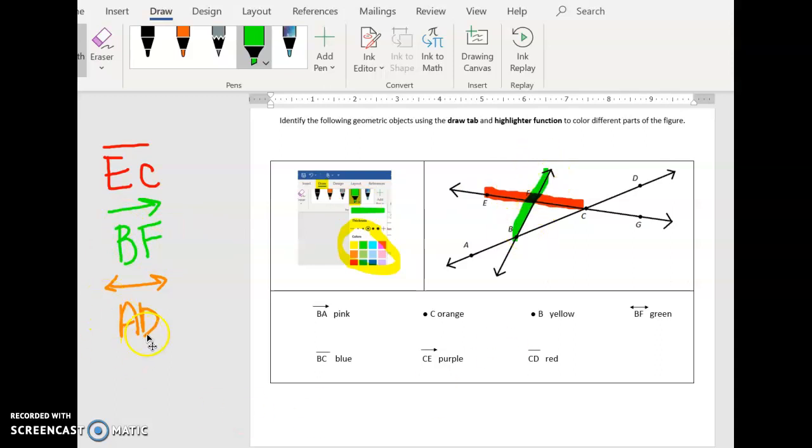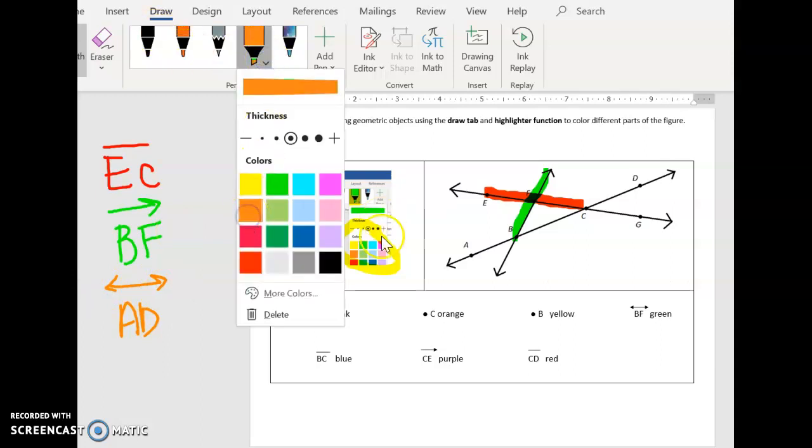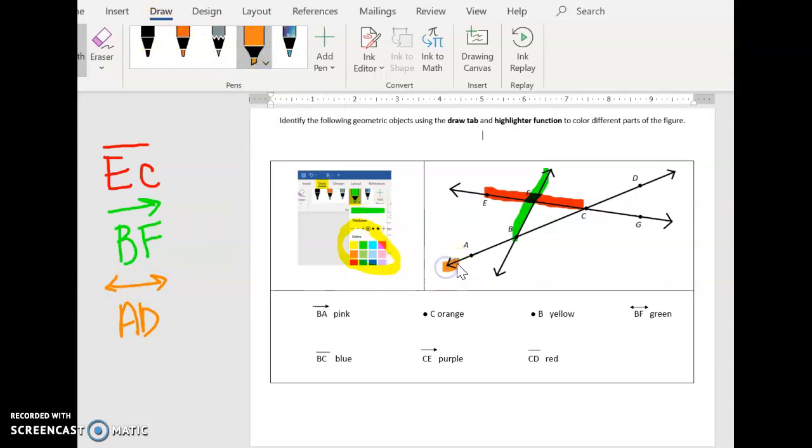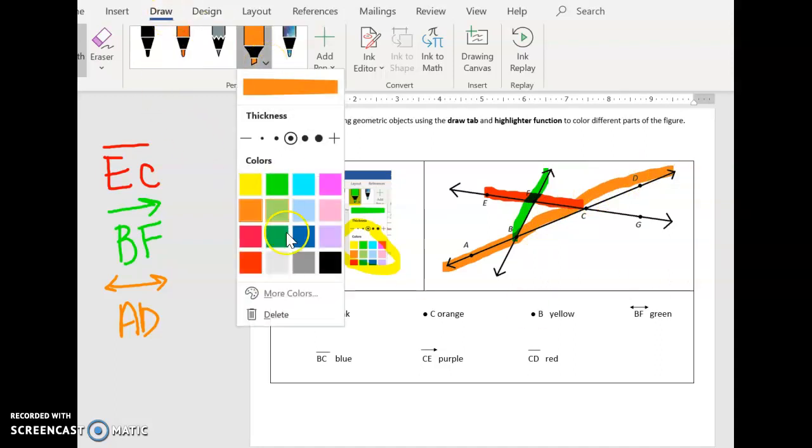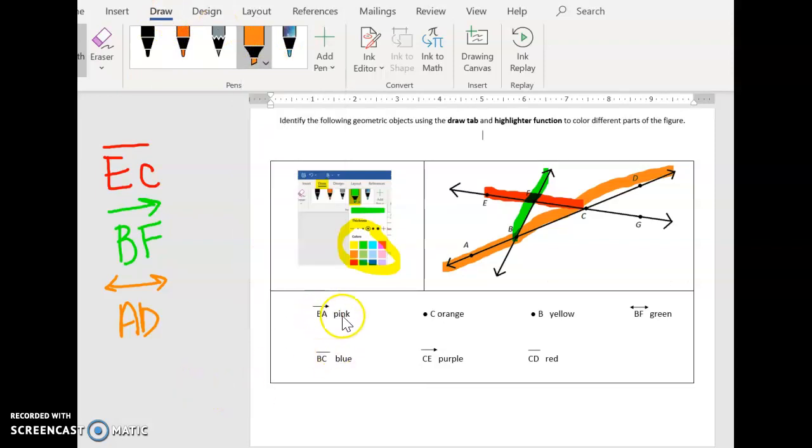Okay, last example here, line AD. So we know, even based on the symbol above, I'm going arrow to arrow, and I'm going to color it orange. So here is my line AD. Hopefully that makes sense to you. Again, you're using the Draw tab and the Highlight feature, choosing the color that it asks. Your color is written out for you. So your first task would be to highlight ray BA pink.